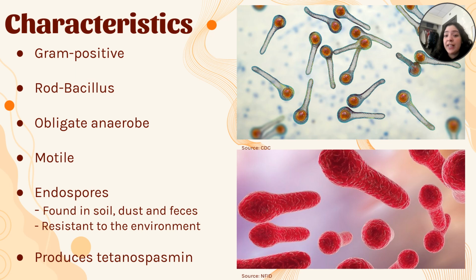It is an obligate anaerobe, and it has motility. It is able to produce spores, which is the red sphere structure that we can see in the first image, and they're found in soil, dust, and feces. They're also resistant to environment as well as temperature, which makes them very difficult to eradicate. The actual bacteria produces tetanospasmin, which is the toxin that causes muscle spasm.